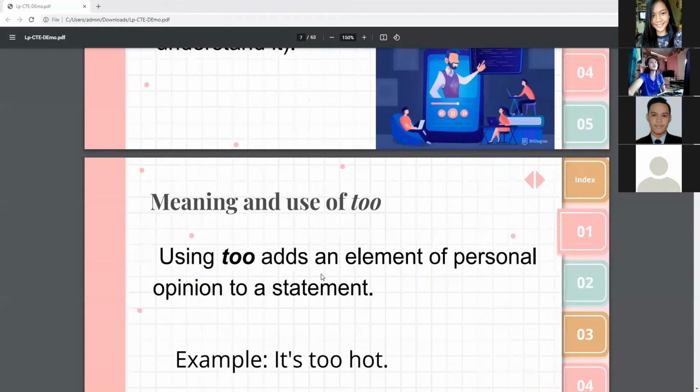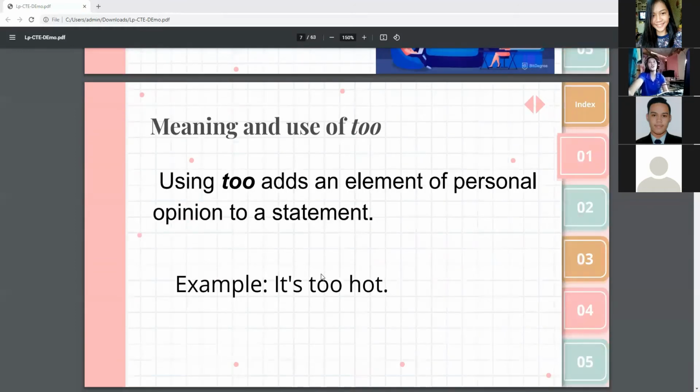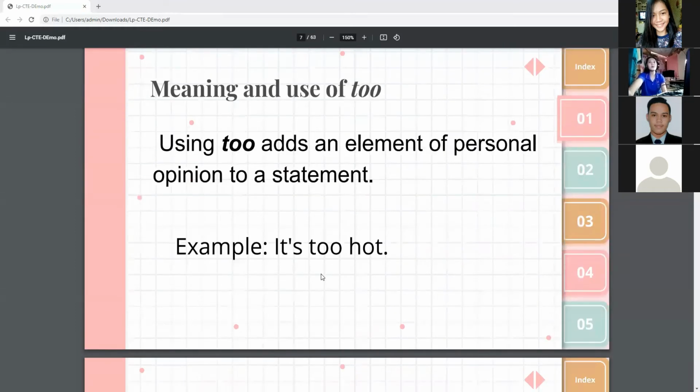So, another meaning and use of "too". Will you please read, Russel? Meaning and use of "too". Using "too" adds an element of personal opinion to a statement. Example, it's too hot. So, we also use "too" to add a personal opinion to a statement. In this example, it's too hot. When we say hot, we can say that the temperature is high.